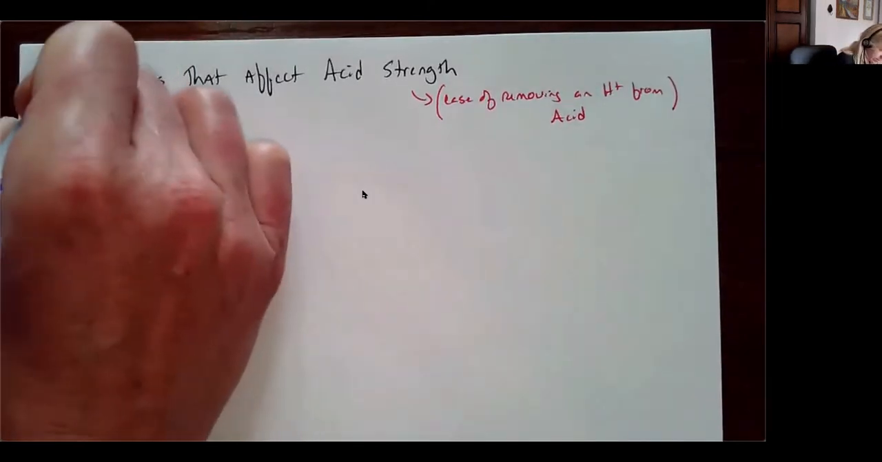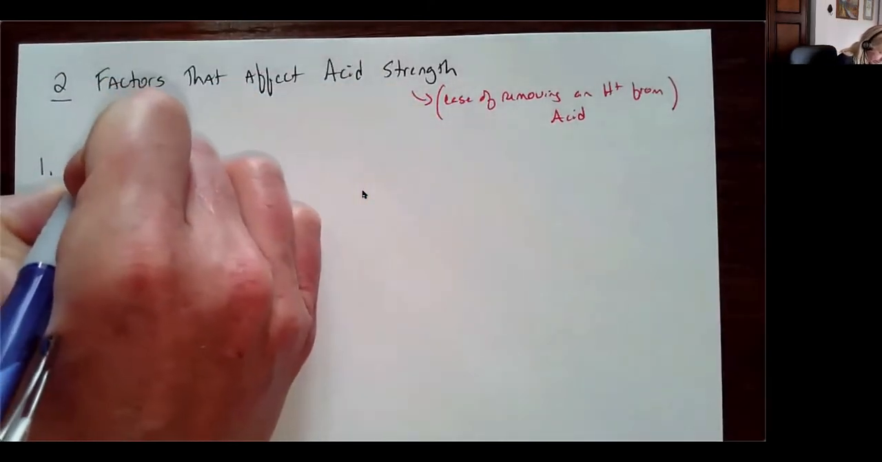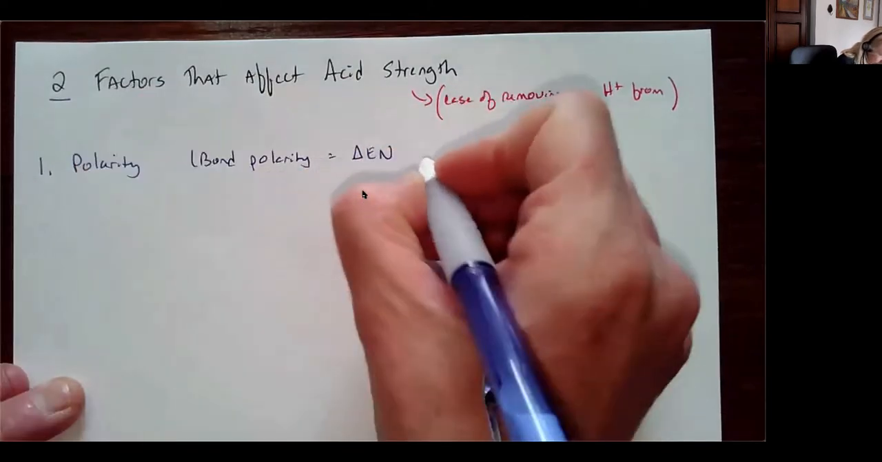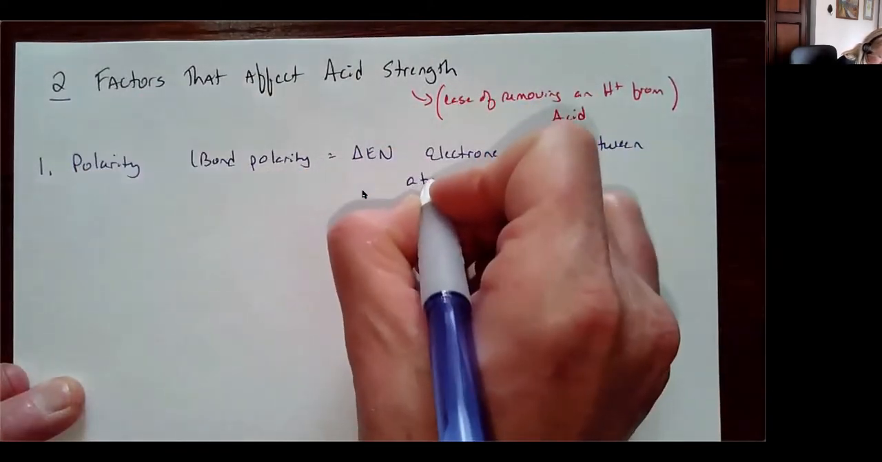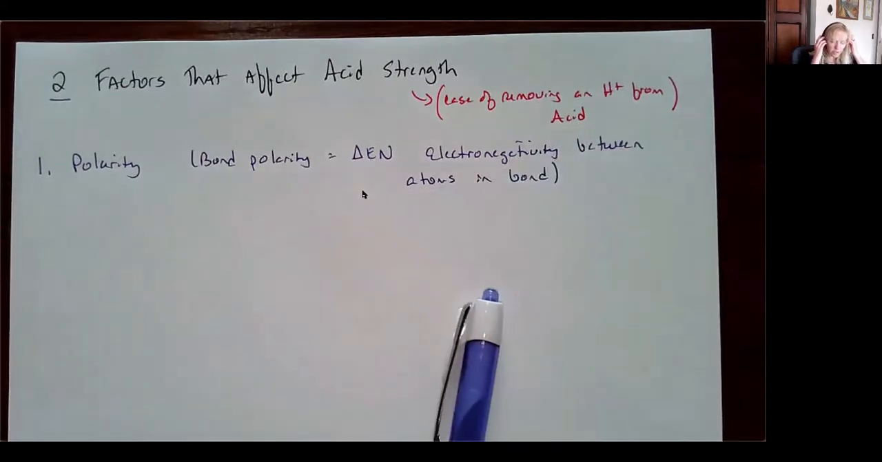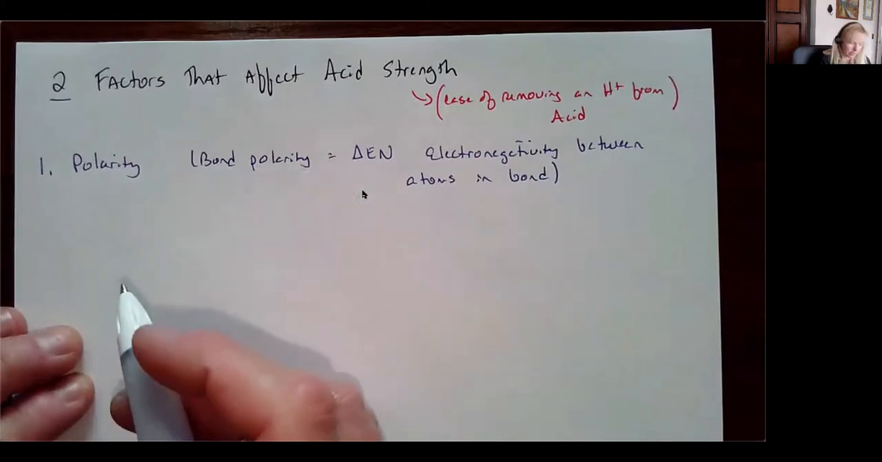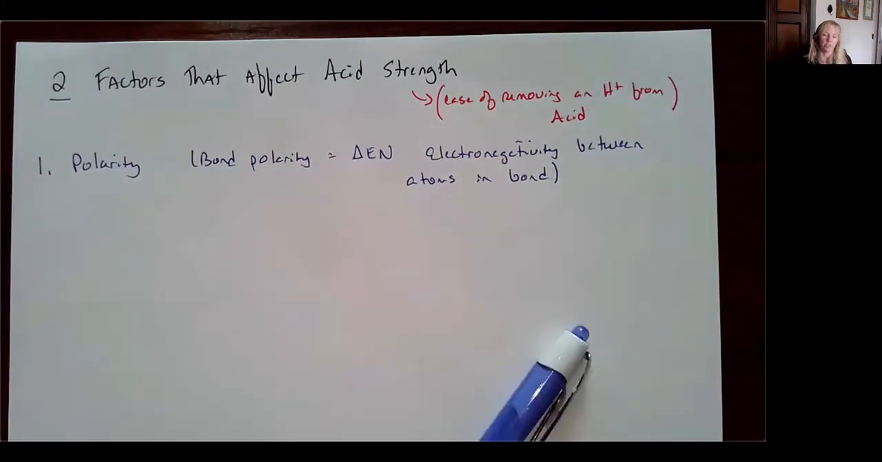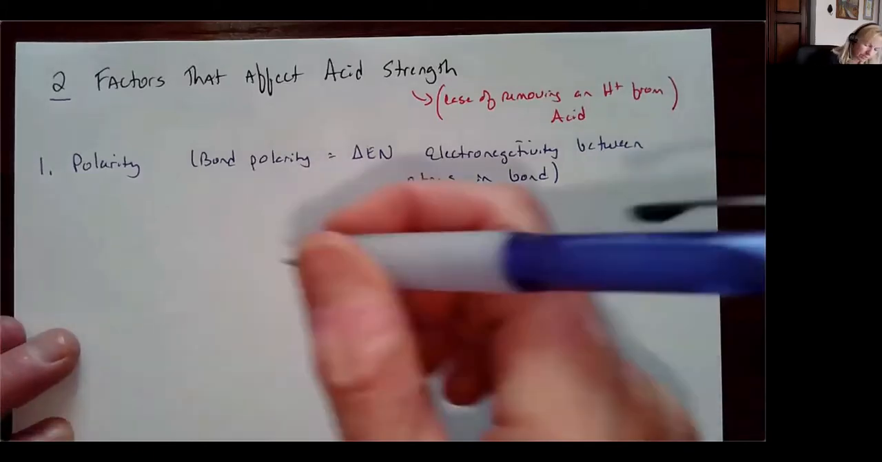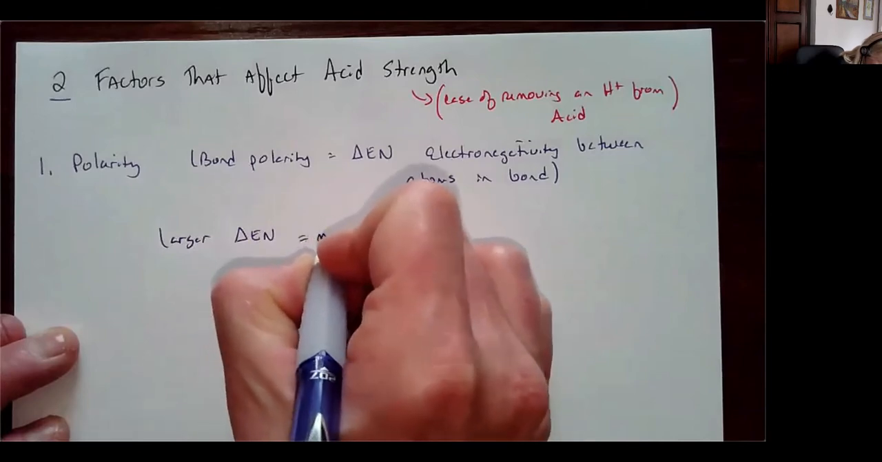So our first factor of the two is bond polarity. This is your difference in electronegativity between the atoms in the bond. If you remember, if I have a large difference in electronegativity, I have a polar covalent bond. Back in 150, we had our table where you could look up electronegativity values, and then compare the two atoms involved in that bond and look at the difference in electronegativity. So the larger the difference in electronegativity, the more polar the bond.